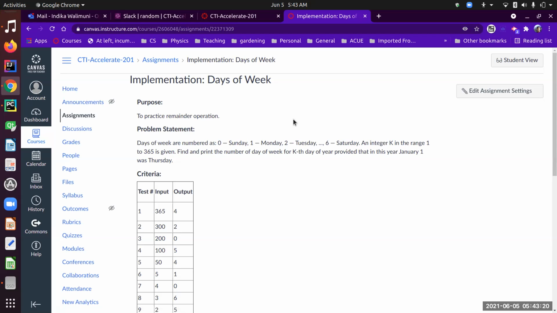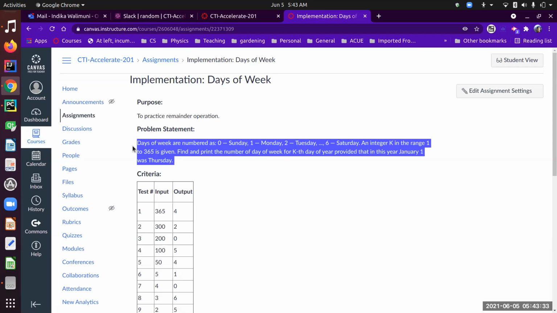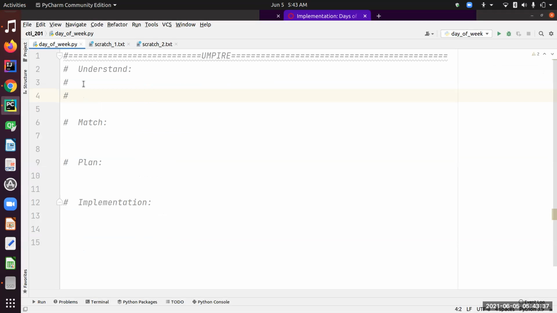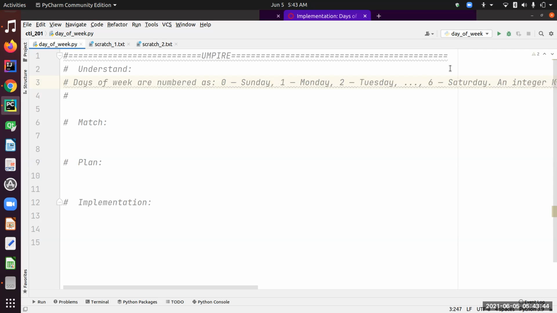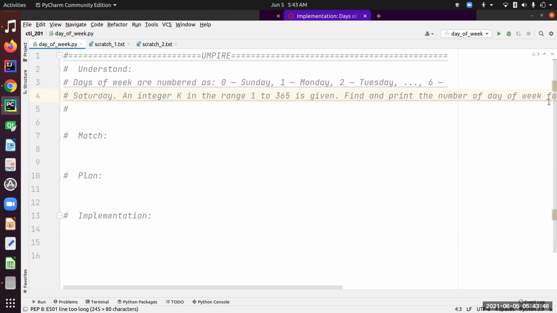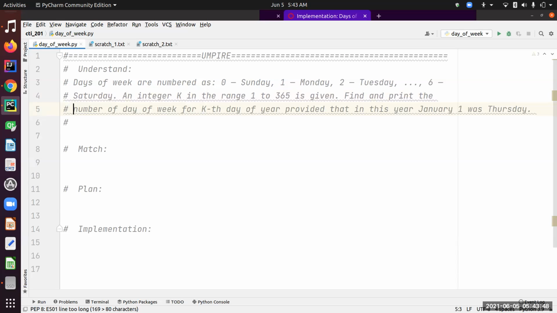Hello everybody. In this video, I'm going to solve this problem, days of week, using the UMPIRE technique. So let's get started. I'm going to first copy paste the problem description into my code editor. I have it already set up, so I'm going to paste it. Okay, and let's first figure out what's given to us.